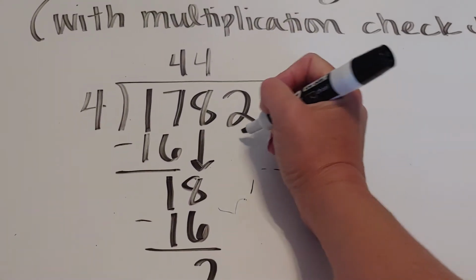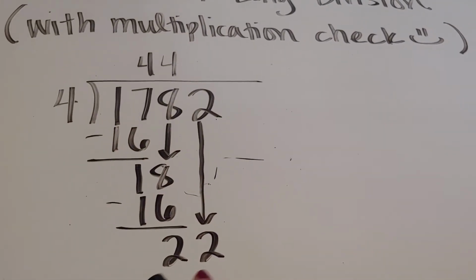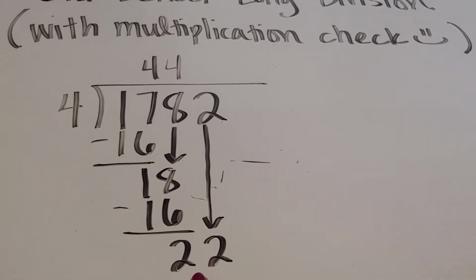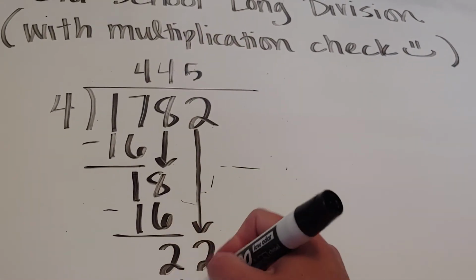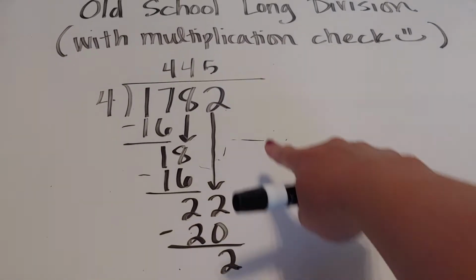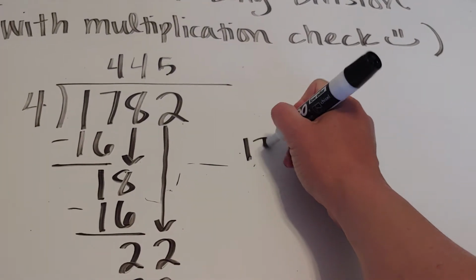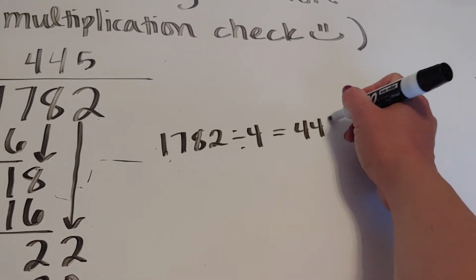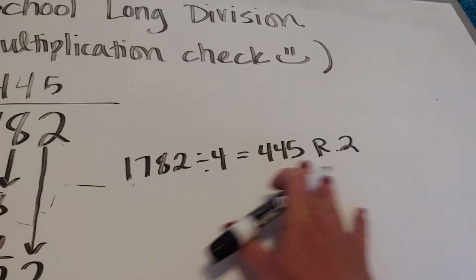Okay. Last but not least, I'm going to bring down this last digit. So 4 goes into 22 how many times without going over? 4 times 5 is 20. 4 times 6 is 24, so that one's too much. So it'll be 5, which is 20. Okay, now, there's no other numbers to bring down, so this is my remainder. So what I just learned is that 1,782, when I divide it by 4, is equal to 445 with a remainder of 2.